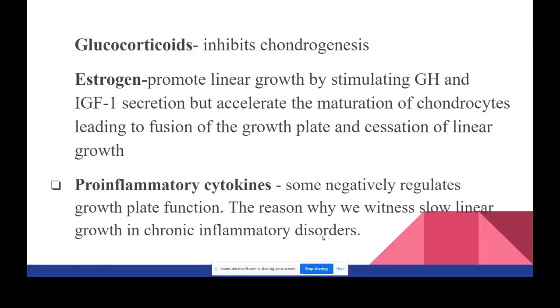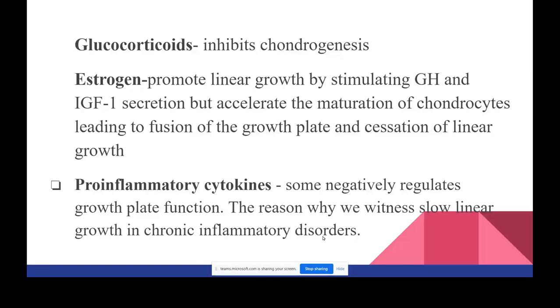And estrogen promotes linear growth by stimulating growth hormone and insulin-like growth factor 1 secretion and accelerating the maturation of chondrocytes, but later on it leads to fusion of the growth plate and cessation of linear growth. So estrogen itself, at the beginning, promotes and accelerates the maturation, but ultimately it helps to fuse the growth plate and stop linear growth, right? I will explain what happens in excess estrogen and why they are ultimately short, but at the beginning, compared with their peers, they are tall.